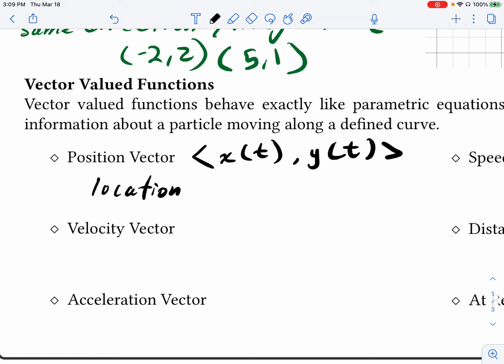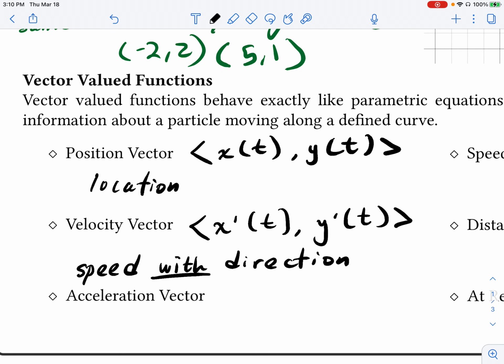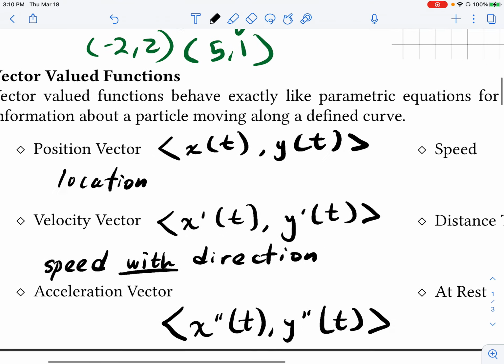Well, what about the velocity vector? The velocity, if you recall, is simply the derivative of the position. So we would say that this would be x prime of t and y prime of t. And again, this is going to give us the speed. And here's an important distinction. It's not only our speed, but it's our speed with, and I'm going to underline that, with direction. Because without direction, we're just describing the speed, and we'll talk about that in just a moment. And finally, the acceleration we know is the derivative of our velocity vector. So this is x double prime of t and y double prime of t. So that's our acceleration.